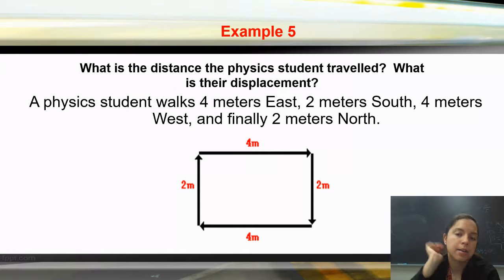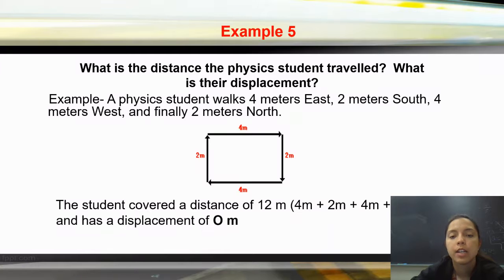In our next example, we want to know the distance and the displacement. So for the distance, I'm going to add 2 plus 4 plus 2 plus 4, and that's going to give me 12 meters, right? Now, the displacement, let's say this is my starting point. I went 1, 2, 3, 4, and it takes me to the exact same place. So that means that my displacement is 0 meters because I started where I ended. So displacement equals 0.